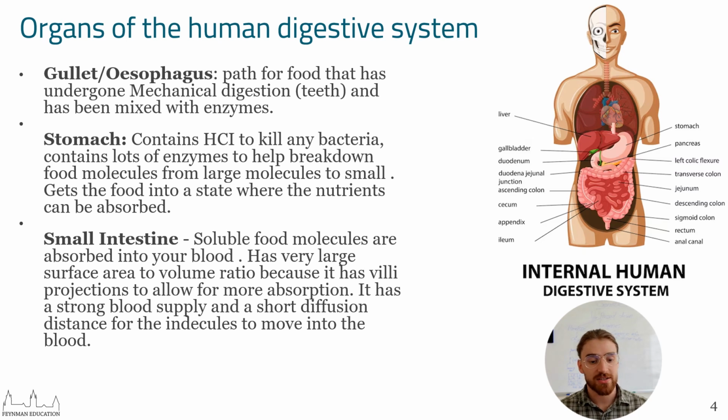So the small intestines, this is where soluble food molecules are absorbed into the blood. So there is a bit of absorption within the stomach, but when it comes to the small intestines, they are going to be more adapted and more suited to absorbing these nutrients into the blood through something called villi, which is what we'll go over later as well. So it has a strong blood supply in the small intestines and a short diffusion distance. So the distance between the blood supply and the actual food is very small, only a couple cells thick.